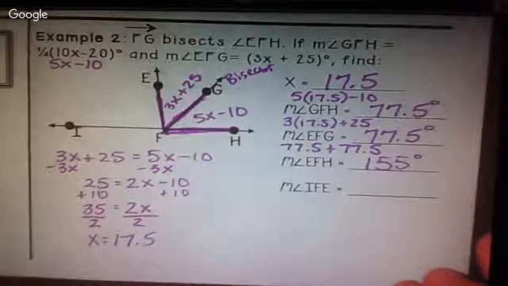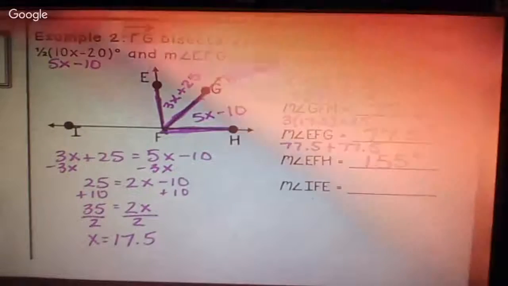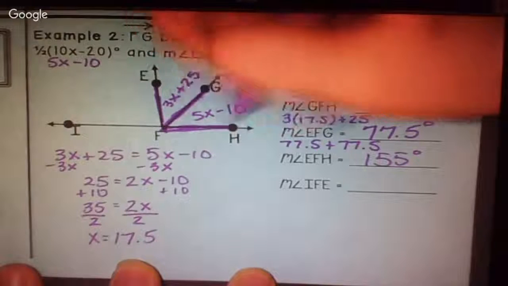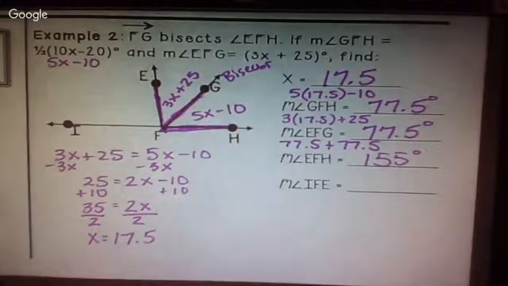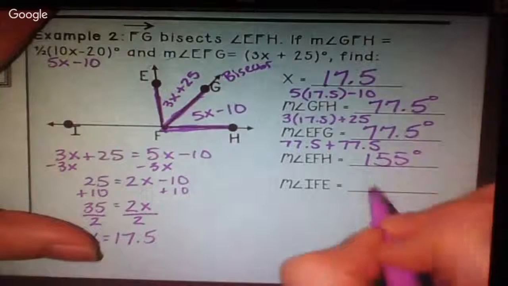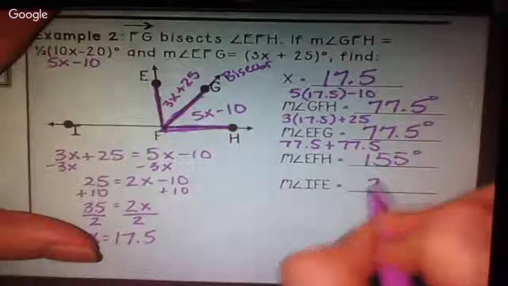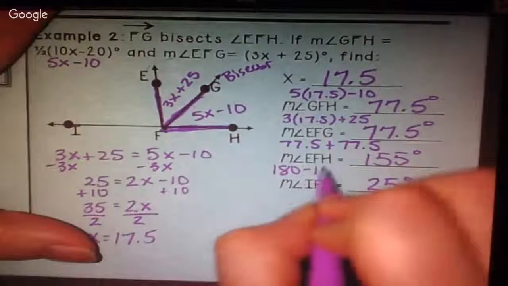The last thing they want to know is, well, what in the heck is IFE? 180 subtract 155. Okay, this makes a whole line. So if this part of it's 155, this part of it has to equal 180 when I do it. So we get 25. Or 180 minus 155.